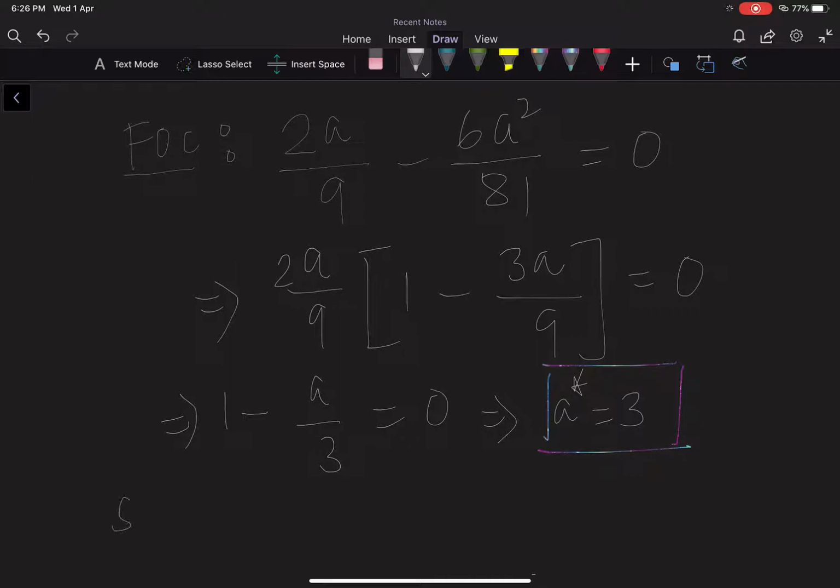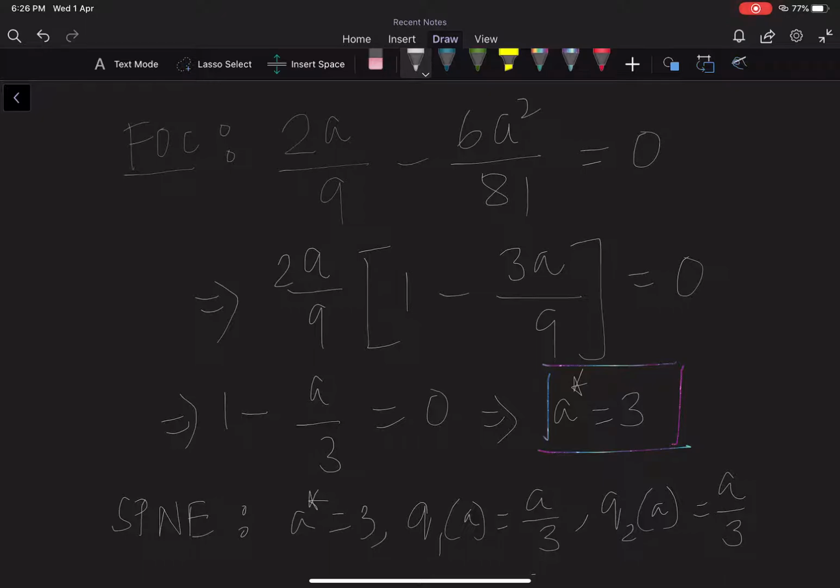Subgame perfect Nash equilibrium strategies is A star is 3, Q1, which depends on A, is given by A by 3, and similarly Q2 of A is given by A by 3. Notice in subgame perfect Nash equilibrium we specify strategies. So Q1 equals A by 3 is a strategy. For every A you have to specify what are the actions.